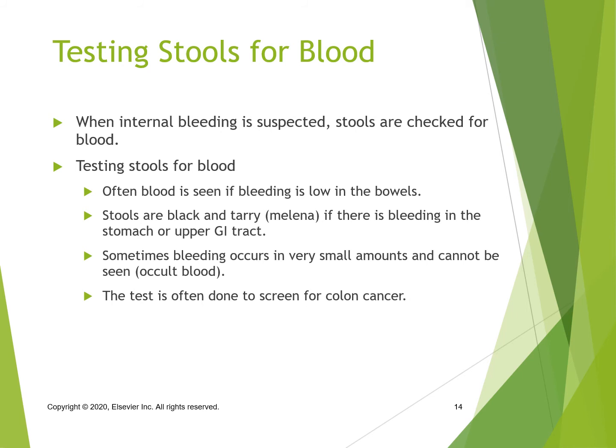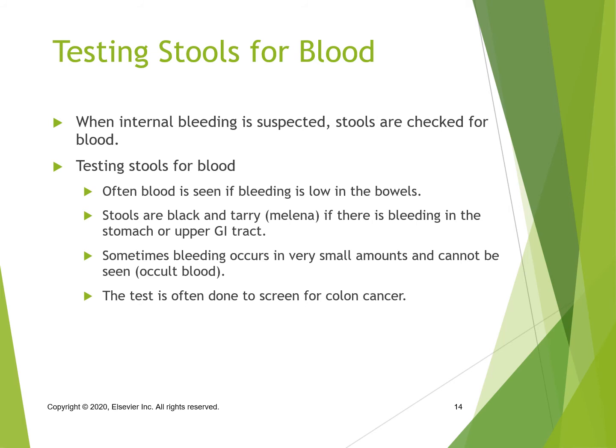Testing stools for blood. Ulcers, colon cancer, and hemorrhoids are common causes of blood in stool. Occult blood test kits vary. Follow the manufacturer's instructions. When internal bleeding is suspected, stools are checked for blood.